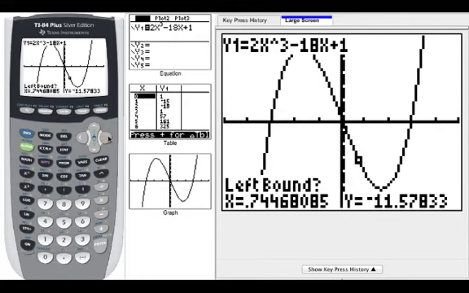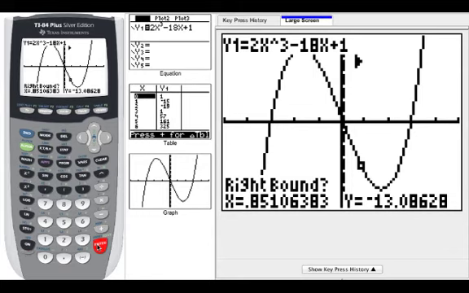It's asking us to determine a left-hand boundary. So what that means is we want to make sure our cursor is on the left-hand side of where we see this minimum value being, and this change in direction. And so we just go somewhere on the left. It doesn't really matter where, just as long as you're on the left-hand side. And we press enter to establish a lower bound. And you'll see that little arrow that's pointing to the right that came up. So it's saying we're going to start looking for this minimum value here.